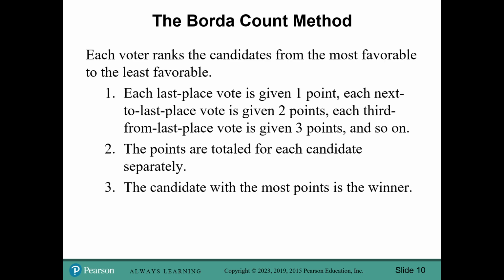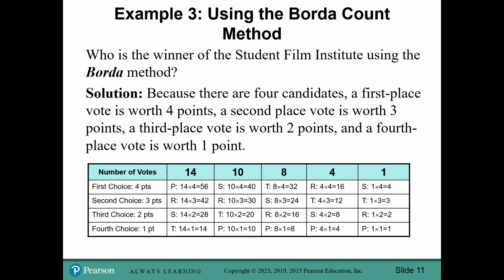So this one isn't as straightforward. You don't determine the winner just by who gets the most first place votes. There's actually an ordering to it, and the ordering makes a difference because each place in the ordering gives you a certain amount of points. Okay, so who is the winner of the Student Film Institute using the Borda method? Same question, same table, but we want to determine who is the winner using the Borda method.